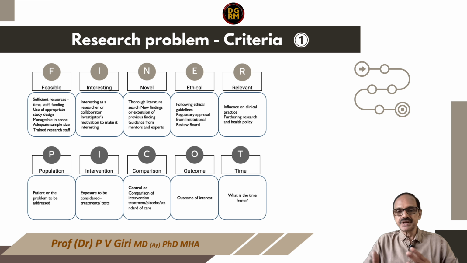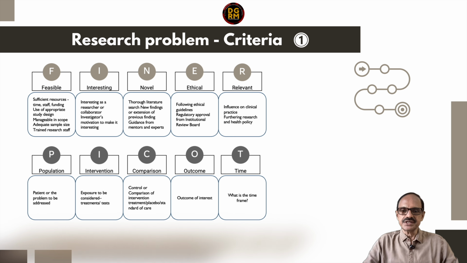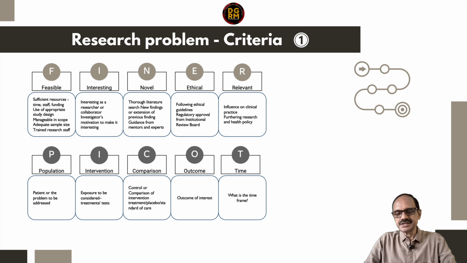Novel means that nobody has done the same research before. Then, whether the concept that you have developed is ethical, whether it is relevant to the scientific community, and whether it is relevant to that time period also. That is very much important. For example, when COVID was there, if you were doing research on osteoarthritis, it would not be much relevant.